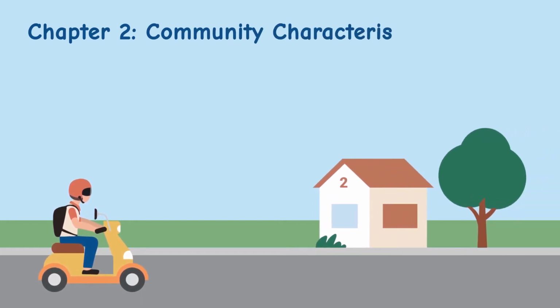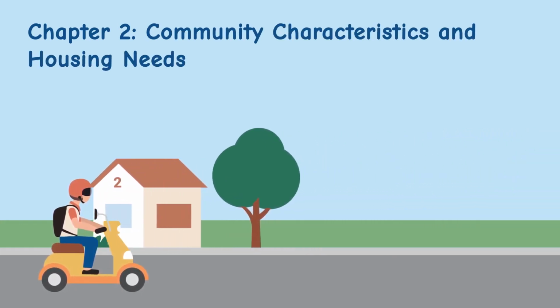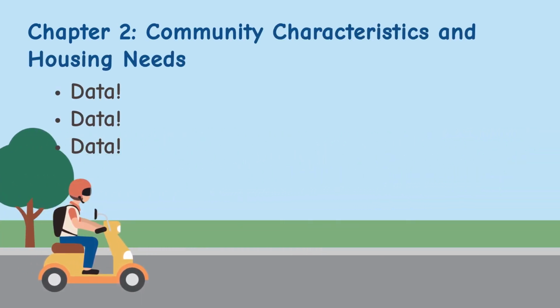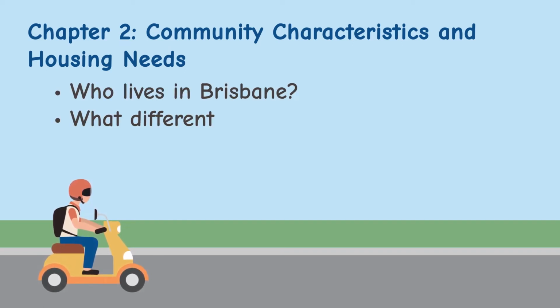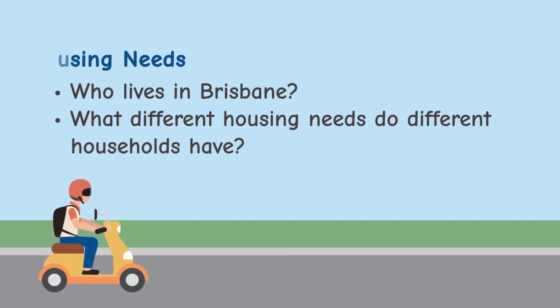Chapter 2, Community Characteristics and Housing Needs, is full of data, and more data. This chapter provides detailed information on the city's demographics to answer important questions of who lives in Brisbane and what different housing needs do different households have.